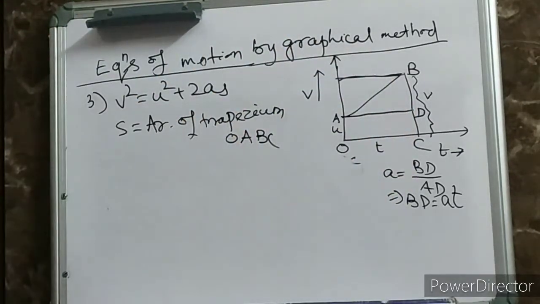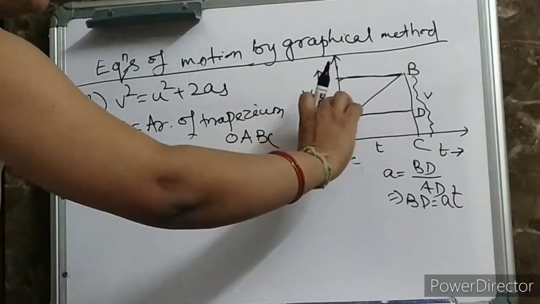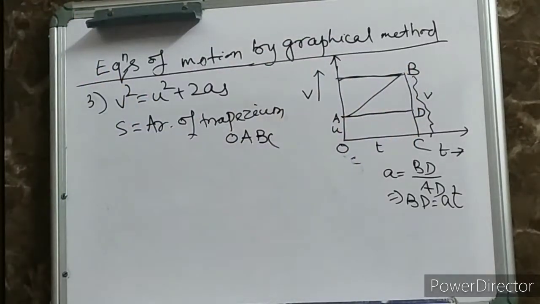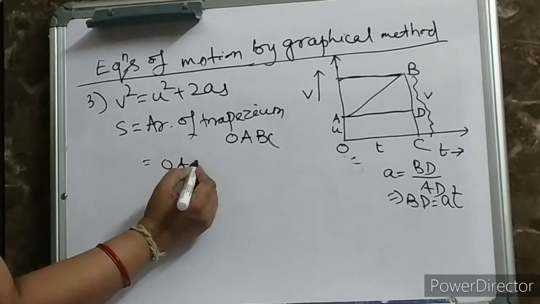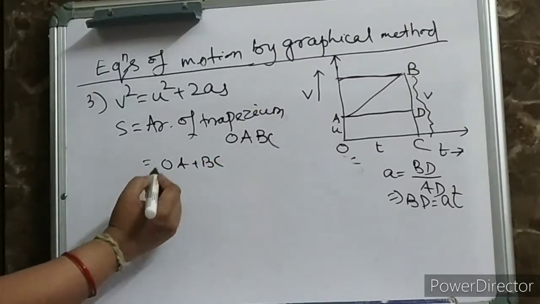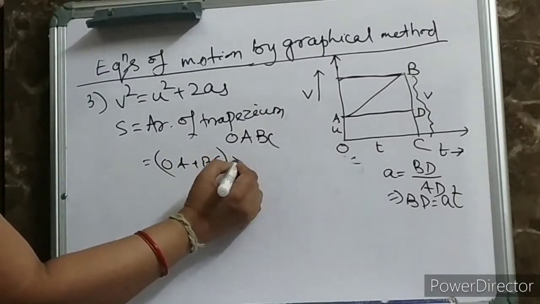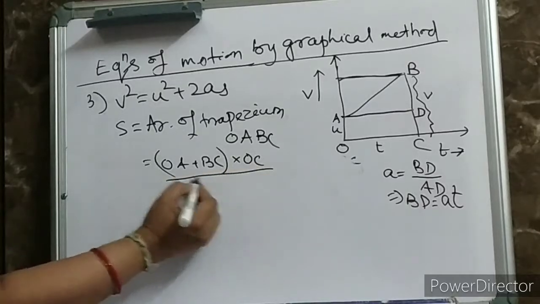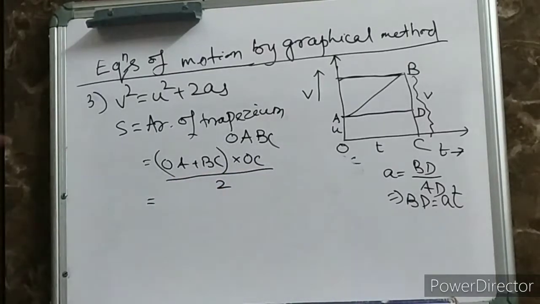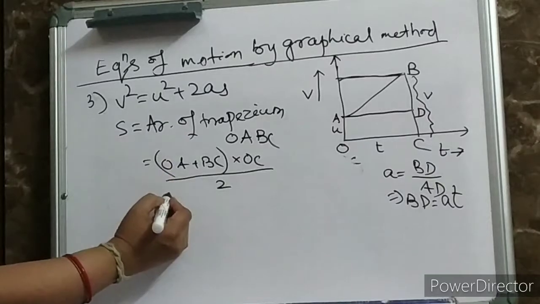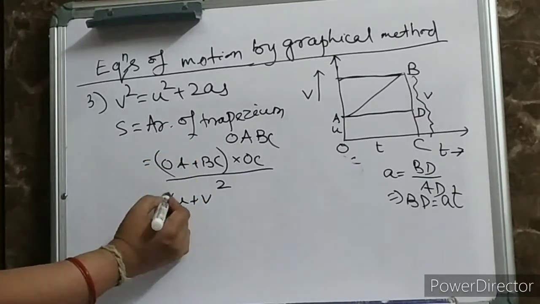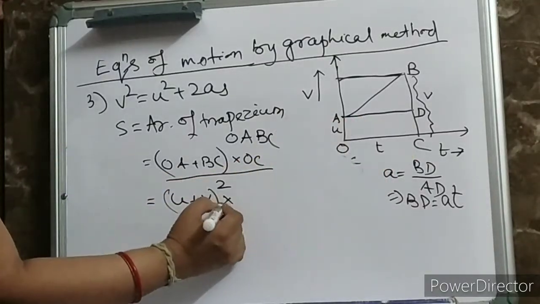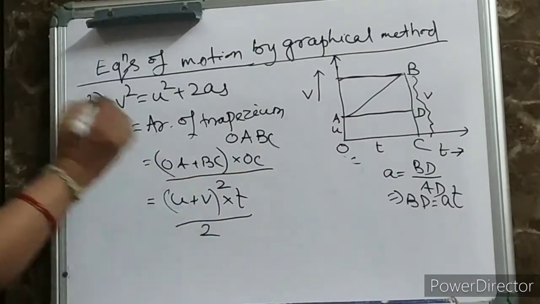What is the formula for the area of the trapezium? Sum of the parallel sides into height divided by 2. So we can write OA plus BC into height. Height is OC, divided by 2. What is OA then? OA is equal to U. What is BC? V. What is OC? OC is T, divided by 2.